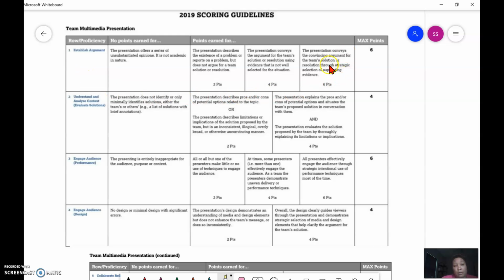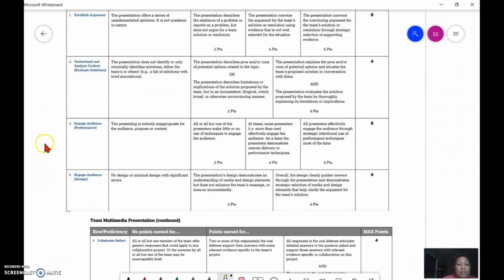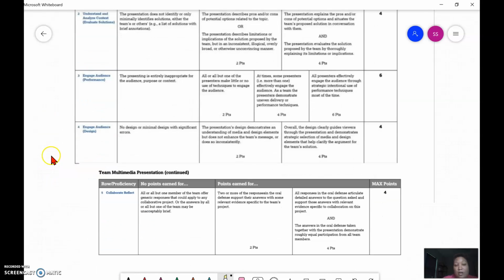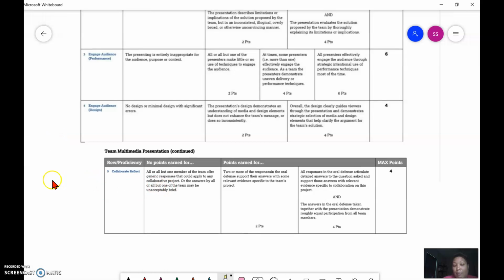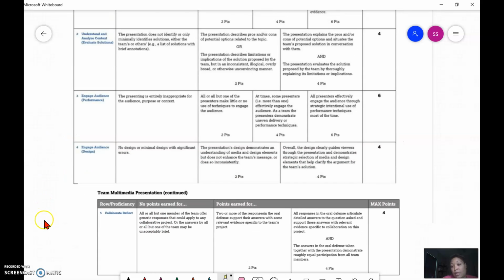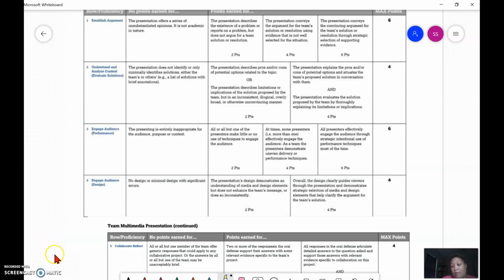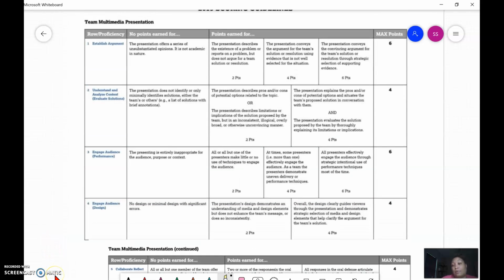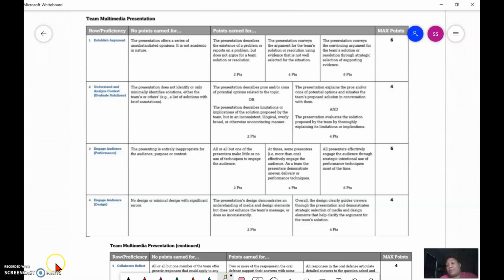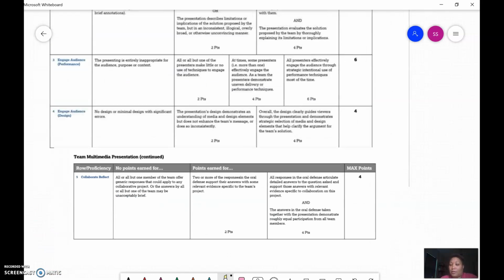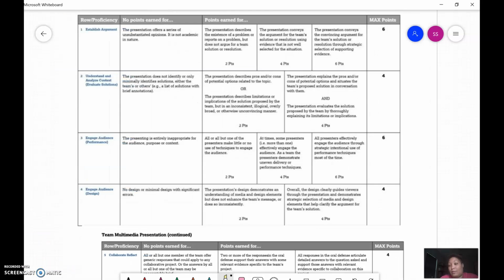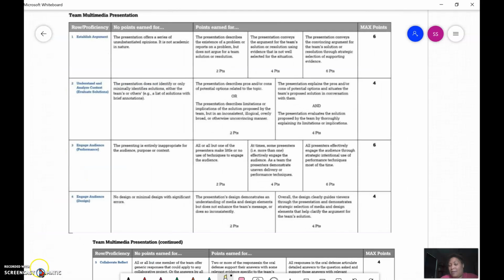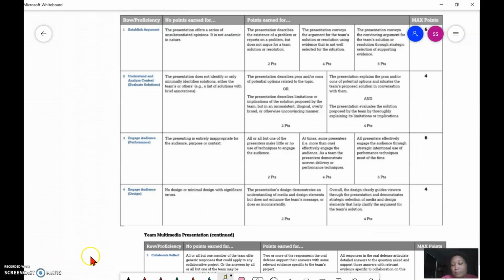We have establish argument, understand and analyze context, engage audience, the design part, and collaboration and reflect. So you can get a max points of 8, 14, 20, 22? Yeah, 22, I think. I think that's 4, 8, 14, 22, 28? Whatever. I'm tired. I can't do math today.